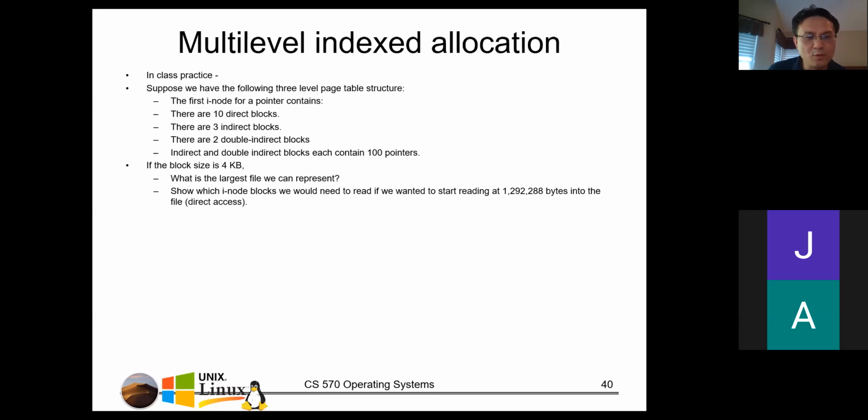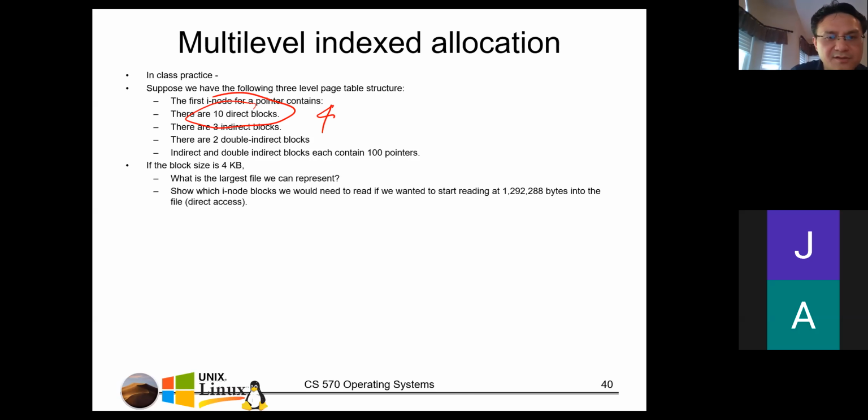Yeah. So for what Alexei said about question 1, let's just quickly put it down. So basically, what Alexei described was exactly correct. You have 10 direct blocks, right? So what do you have? Each block is 4 KB, right?